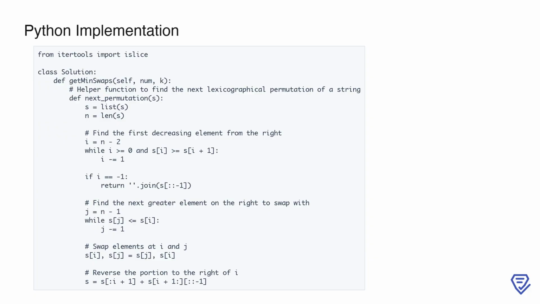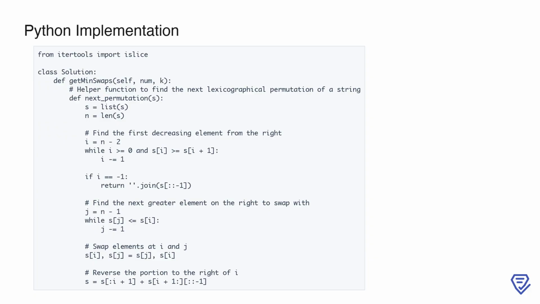To do so, we convert the string into a list for easy manipulation and calculate its length. Starting from the rightmost side, we search for the first decreasing element. This is done using a while loop, which continues as long as the current element is greater than or equal to the next one. If no such element is found, meaning the sequence is already in descending order, we simply reverse the entire string and return it since it's the last permutation possible.